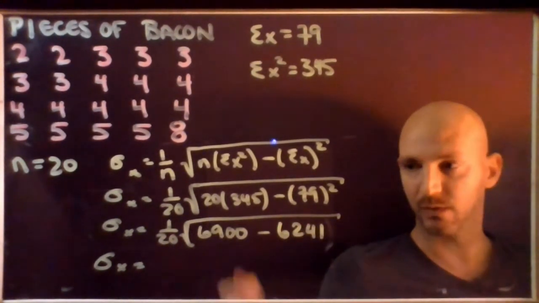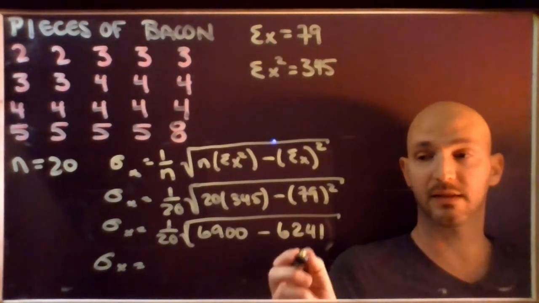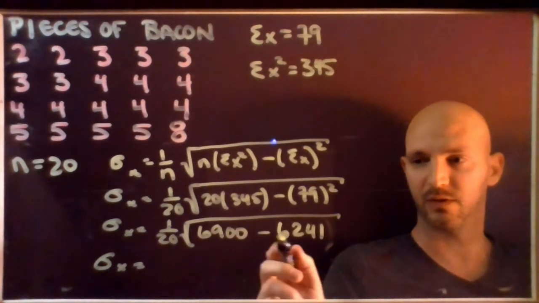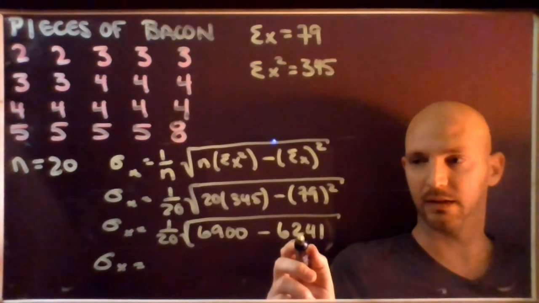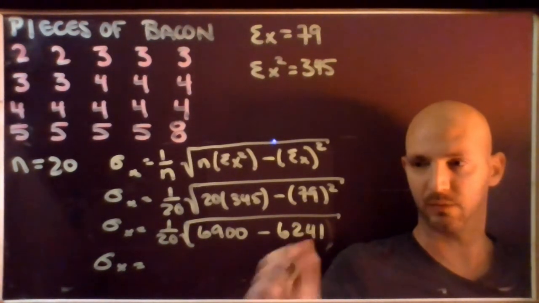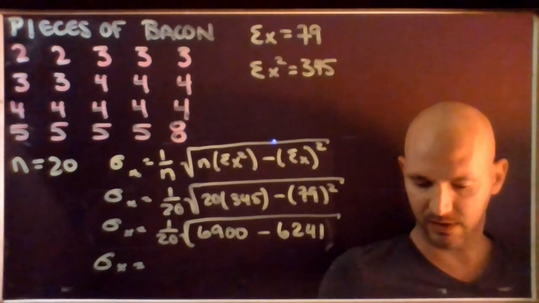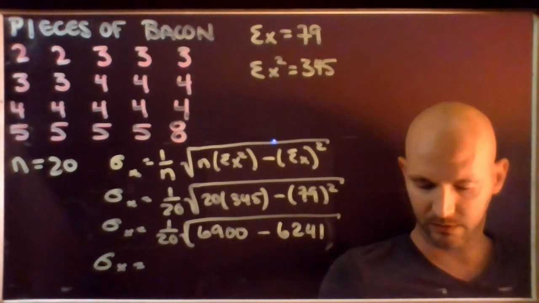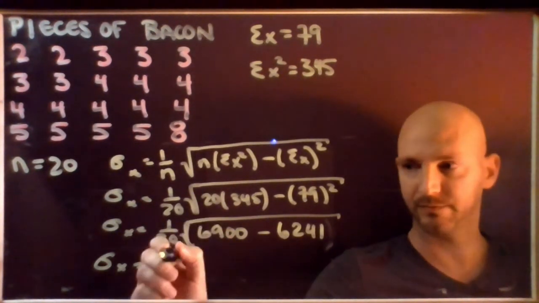All right, so 6,900 minus 6,241 is going to be 559. Nope, that's not right. So let's just again use the calculator. Shh, no one will know. 659.